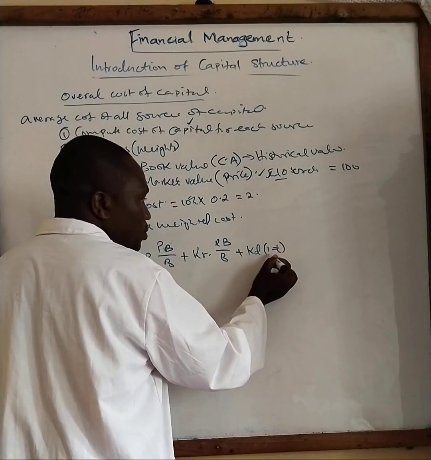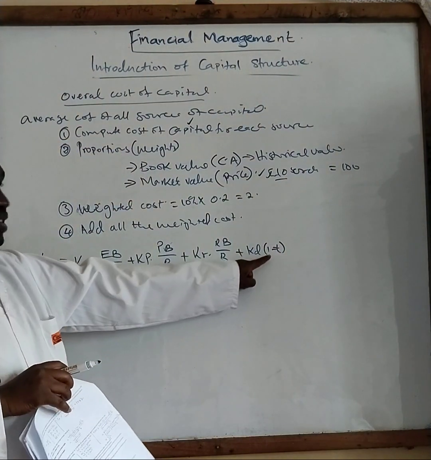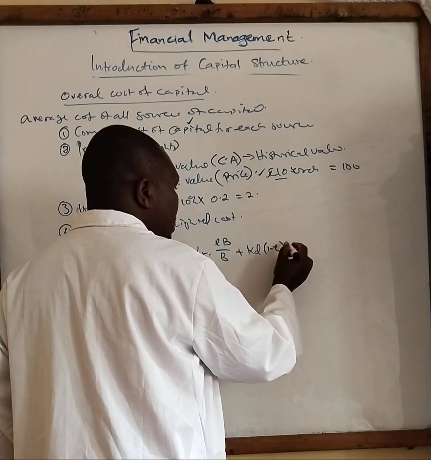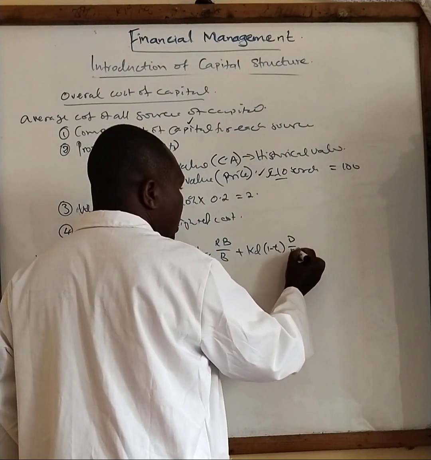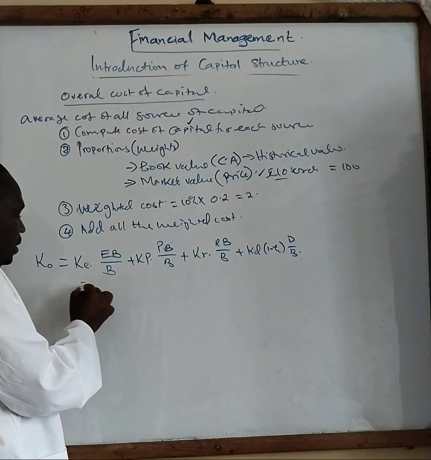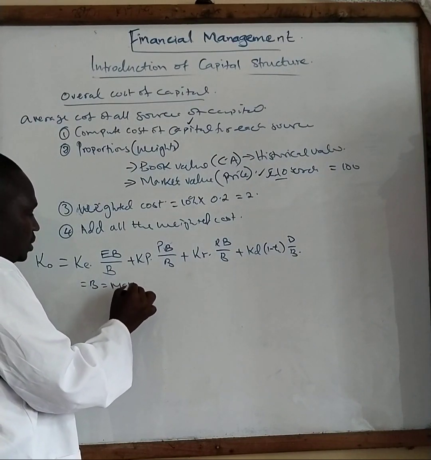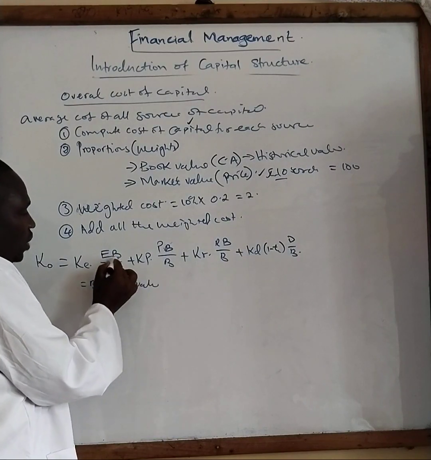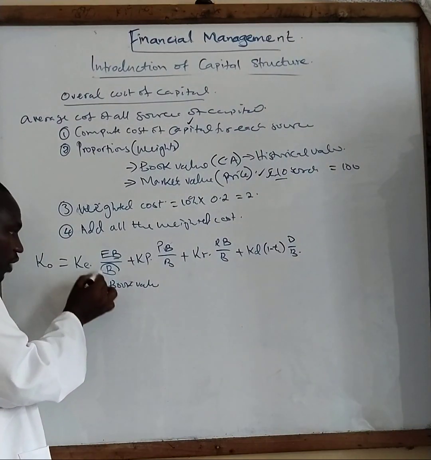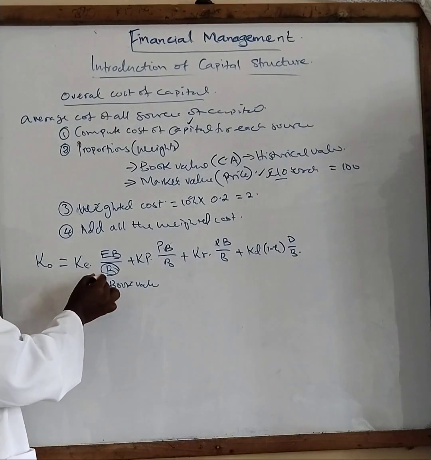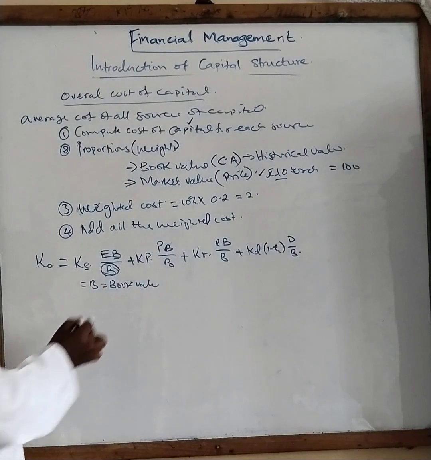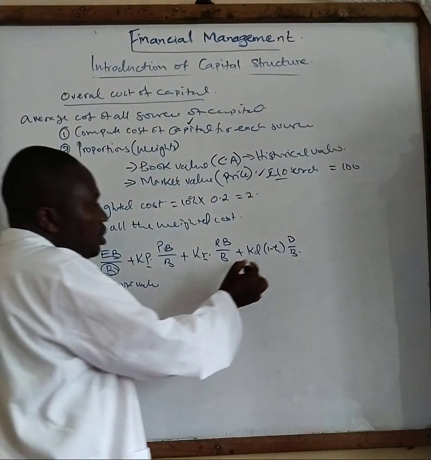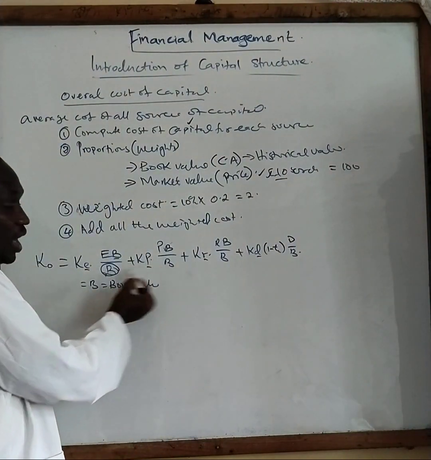1 minus t, then D over B, where B stands for book value. What is the book value of the equity over the total book value? Then total book value is the book value of equity plus book value of preference plus book value of retained earnings plus book value of debt. You get the total book value.